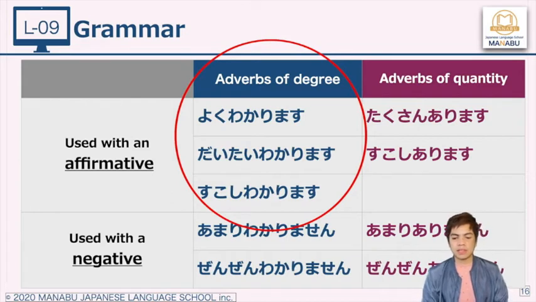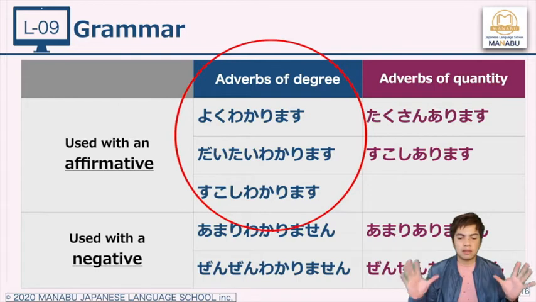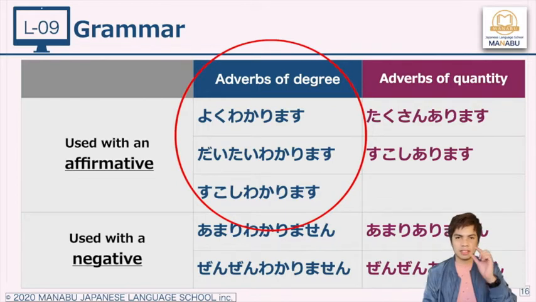So next example is daitai wakarimasu. The word daitai, it means almost. So you almost understand everything. Then next is sukoshi wakarimasu. Sukoshi means a little. I understand a little.